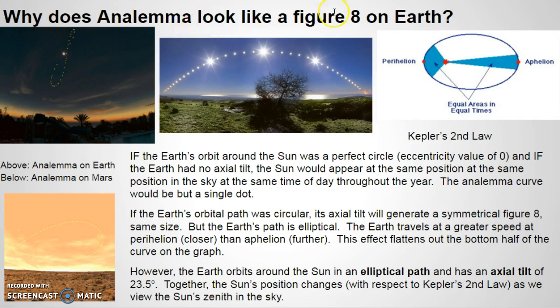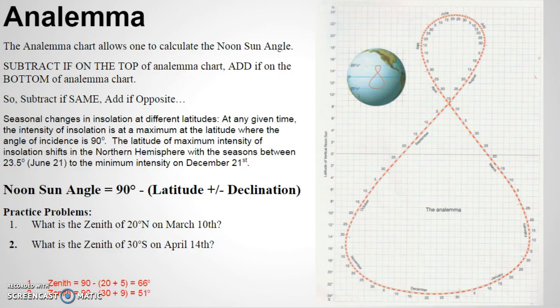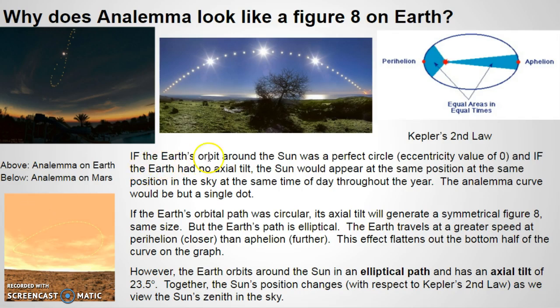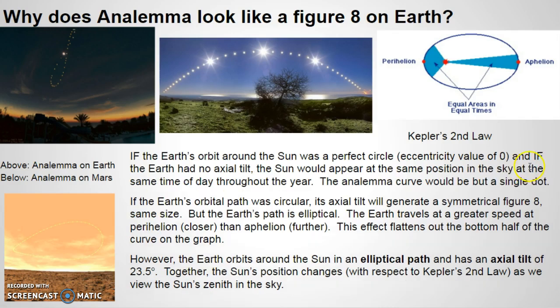Why does the Analemma look like a figure 8? This picture is a very distinctive figure 8. So here goes. If the Earth's orbit around the Sun was a perfect circle, the eccentricity value would be 0. And if the Earth had no axial tilt, the Sun would appear at the same position in the sky at the same time of day throughout the year. The Analemma curve would be just a single dot. But if the Earth's orbital path was circular, its current axial tilt would generate a symmetrical figure 8 of the same size. But the Earth's path is elliptical, and the Earth travels at a greater speed at perihelion, when it's closer, than at aphelion, when it's further.